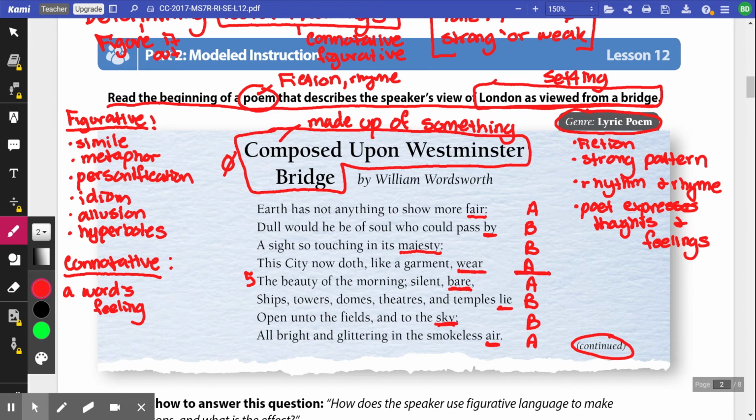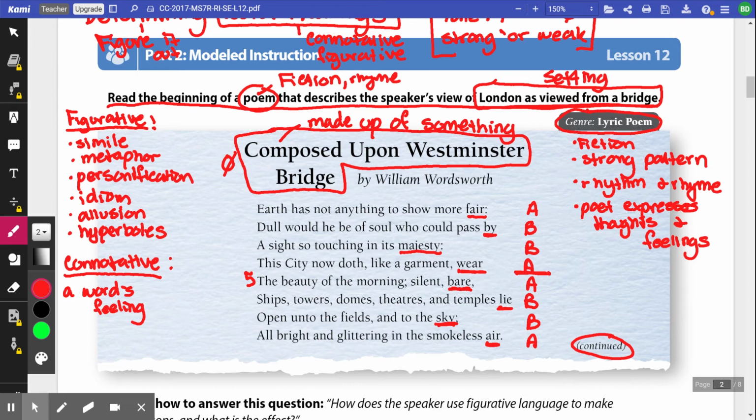Okay, so that's our poem, Composed upon Westminster Bridge. So let's see what we can think about with tone that's associated with this. There are several words that are jumping out to me. Let's look at the first 4 lines first and then we'll do the last 4. So let's look first at line 1: Earth has not anything to show more fair.